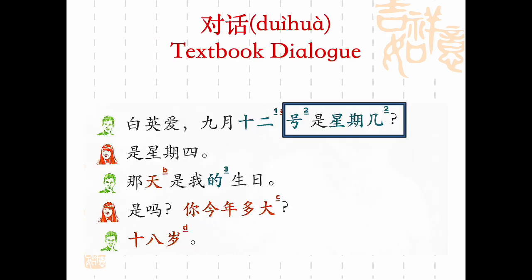Let's go on now to look at the second main point we want to focus on in this part of the dialogue, and that's dates. Here we're going to look at days of the week, months, days of the month, and years. So in the dialogue, again, this appears in the first sentence. It's what Gao Wenzhong says to Bai Ying'ai. So he says, 白英爱，9月12号是星期几? So let's look a little bit closer at dates.